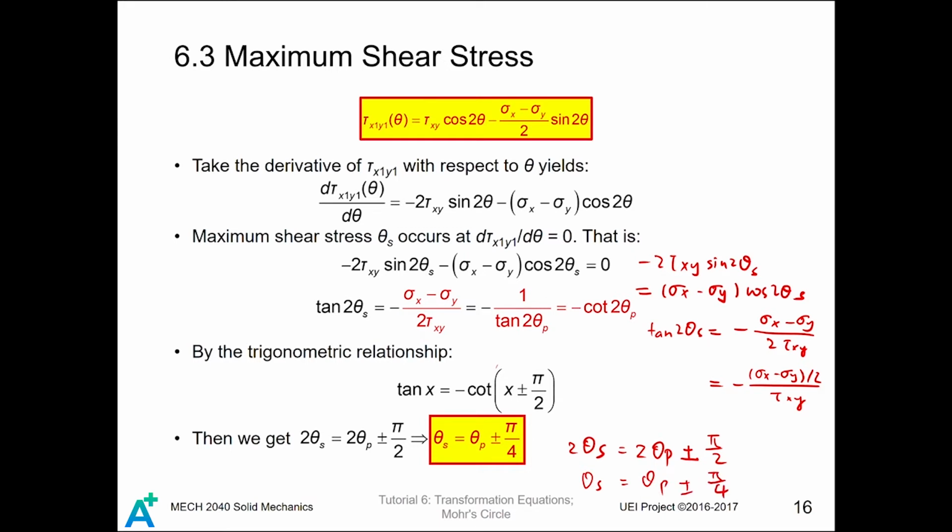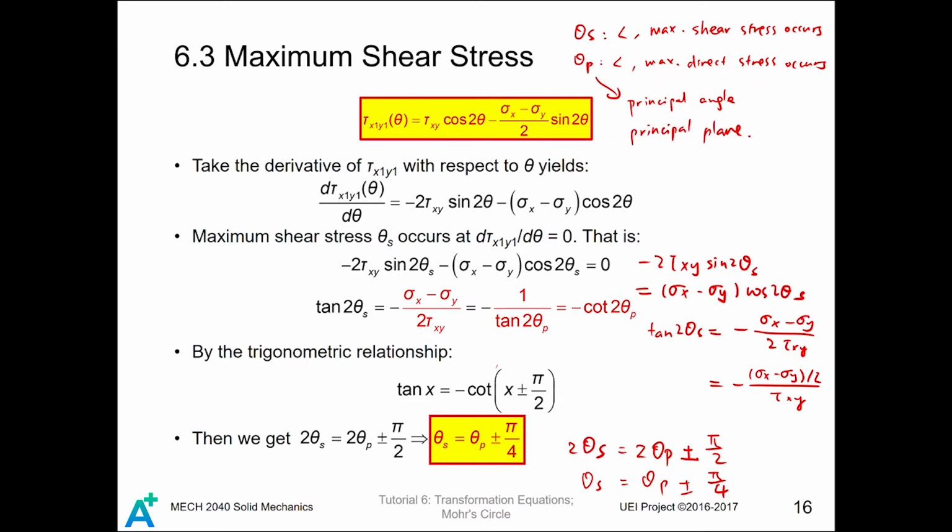So it is the relationship between the angle of inclination where the maximum shear stress occurs and the principal plane angle of inclination. So we make it clear, theta s is the angle at which maximum shear stress occurs, while theta p is the angle at which the maximum direct stress occurs. And theta p also has another name, called principal angle. The plane with such a principal angle is called the principal plane. So this equation just describes the relationship between theta s and theta p.